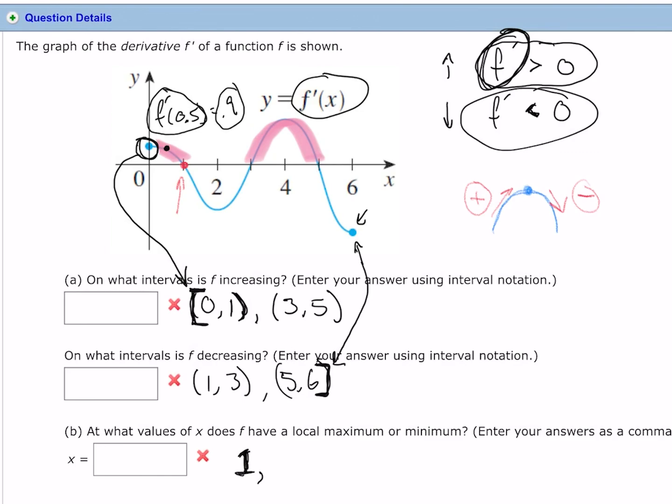And switching from negative to positive, that means that this point would be a minimum. So that's an x-coordinate of 3. And lastly, changing from positive to negative again at an x-coordinate of 5. All right, those are the solutions to this version of question number 3 anyway. Let's see if we can toggle over to question number 4.